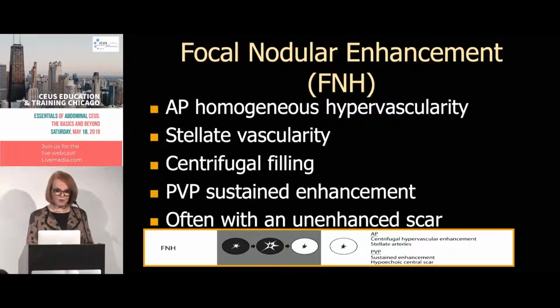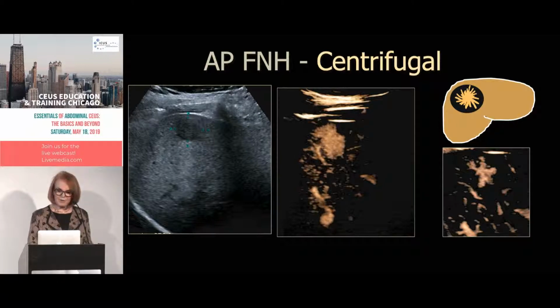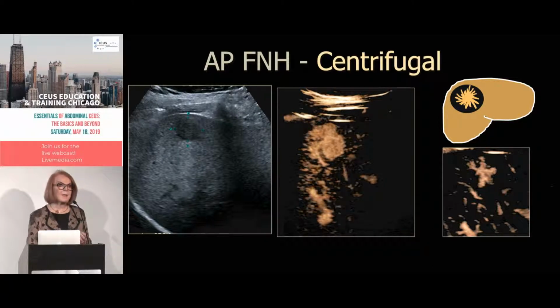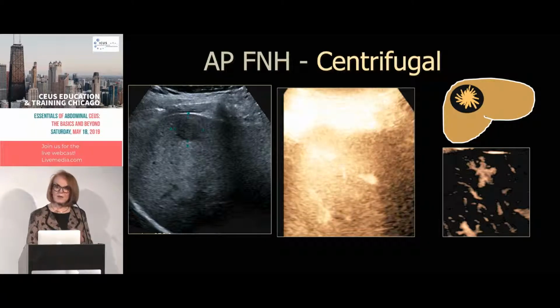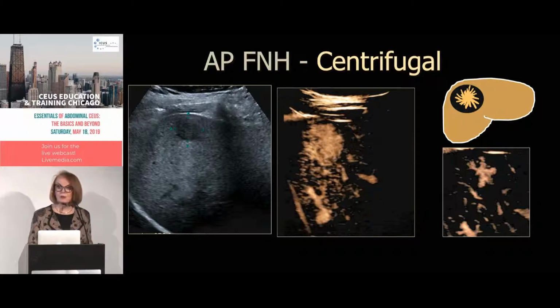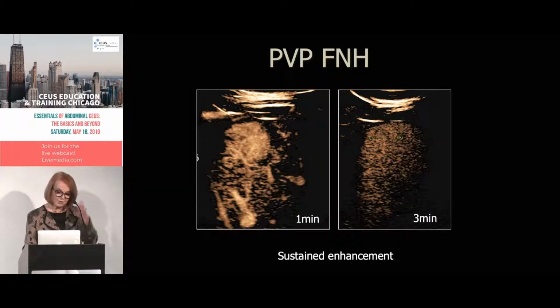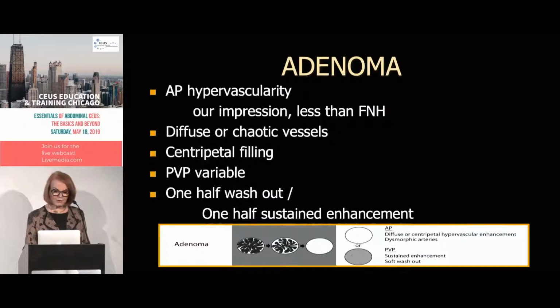So what about focal nodular hyperplasia? A very common nodule, stellate vascularity, centrifugal filling, and sustained enhancement, often with an unenhanced scar. And so when we look at our little schematic, we can see that when we inject the contrast, we see linear vessels filling from the center to the periphery of the mass. And when we look at our contrast exam, because it's filling from the center to the periphery, we have the appreciation that the nodule looks larger because of the fact that it's filling from its center to the periphery. And when we look at 1 minute and 3 minutes, we can show that there is sustained enhancement, and we do not ever show washout.